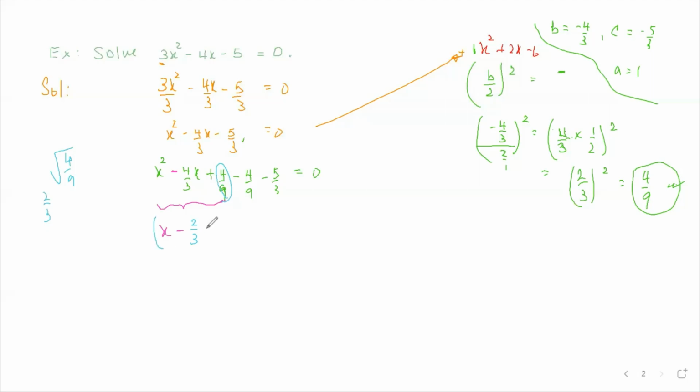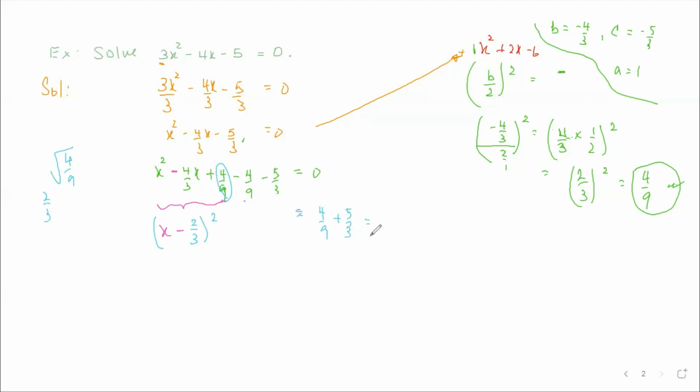So and the whole thing power 2. And then you combine. You can move this one, it's okay. Negative 4 over 9 move to this side become 4 over 9. Negative 5 over 3 become plus 5 over 3.